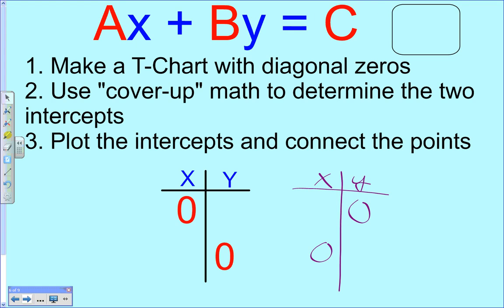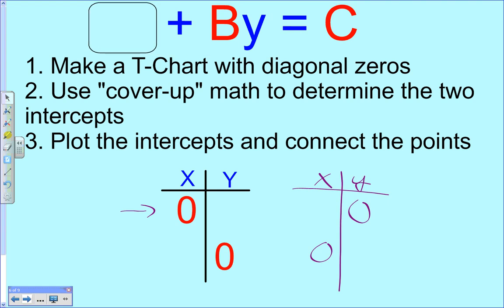When you're looking at a 0 in the x column, right here, you're finding the y-intercept. Take your finger and cover up the term that has the x in it. A times 0, when x is 0, is going to be 0. That's going to leave you with by equals c. When you solve for y, you're going to get y is equal to c over b. It's not important for you to memorize that. It's just important to remember you're solving for y.